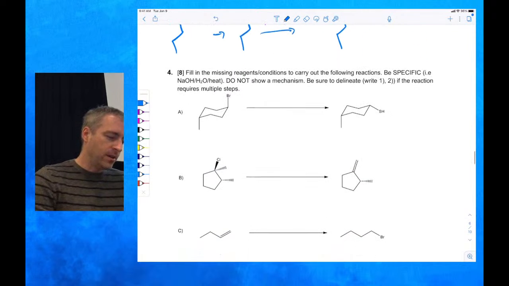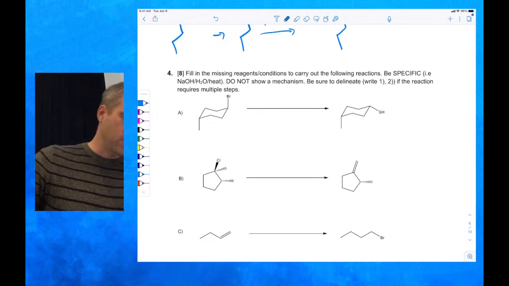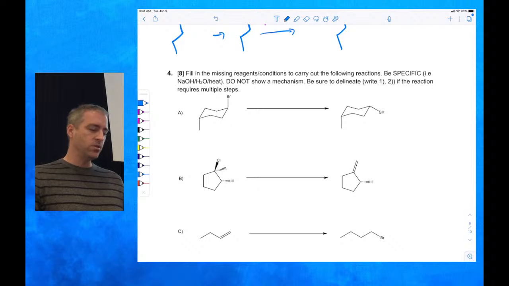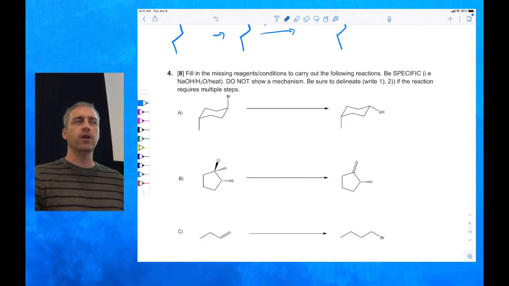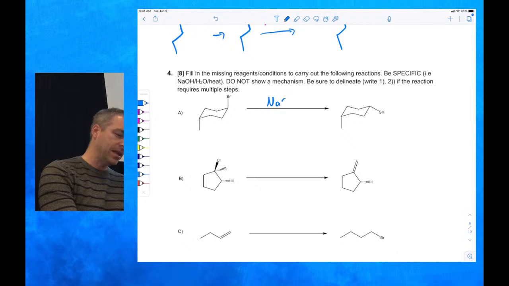Question 8, fill in the missing reagents, conditions necessary to carry out the following reactions. Be specific, do not show a mechanism. Be sure to delineate 1, 2, etc. if the reaction requires multiple steps. So the first one is just substitution of a bromide with an SH, and there's an inversion of stereochemistry, which suggests SN2 conditions. So let's just use NaSH.